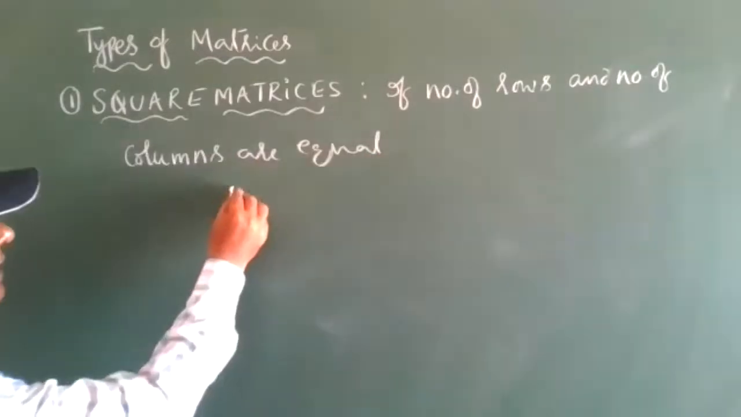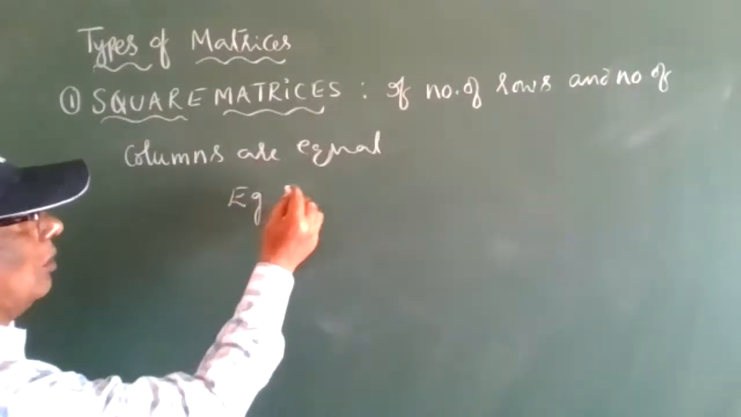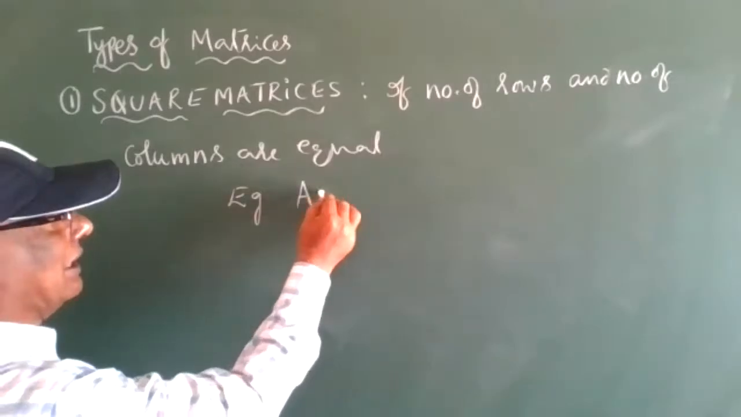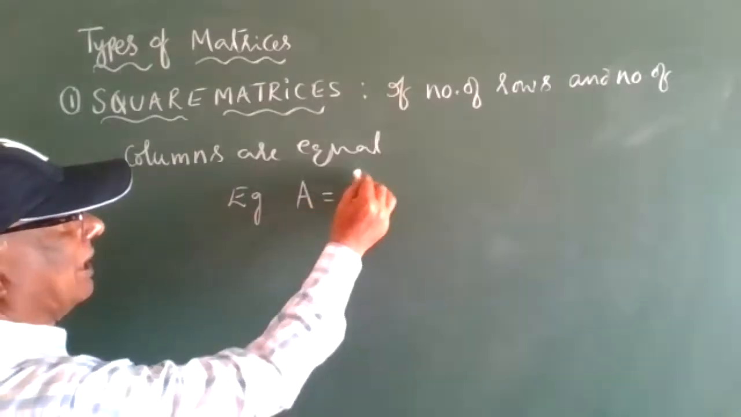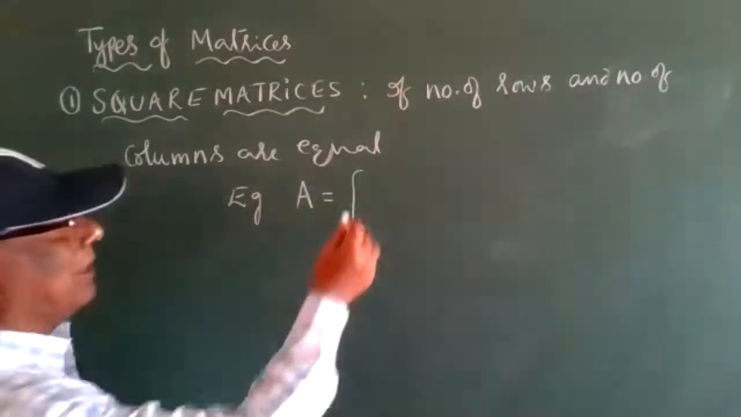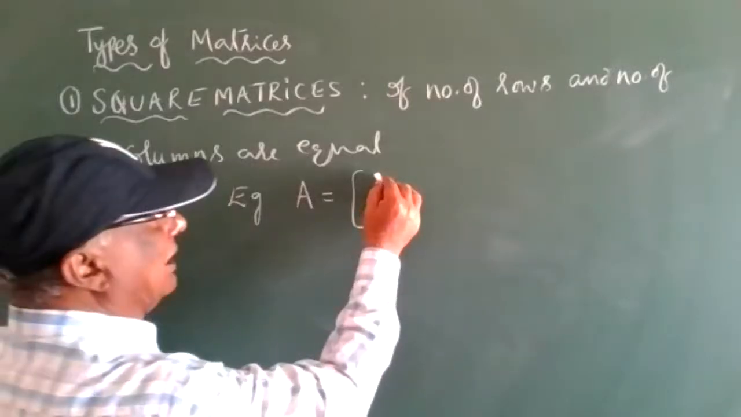For example, write down a 2 by 2 matrix. A is the symbol of the matrix. Capital A is 2, 3, 4, 5. It has 2 rows and 2 columns. Therefore, it is called a square matrix.